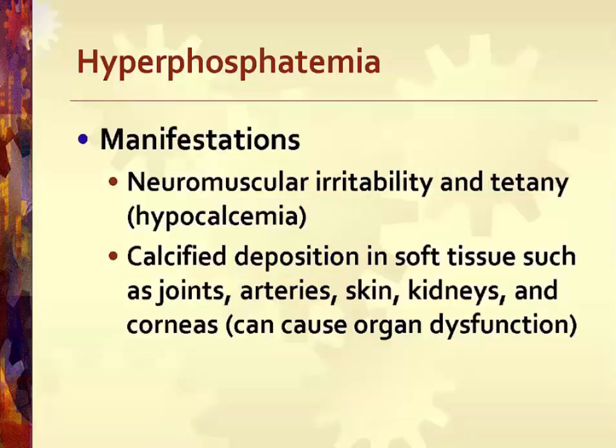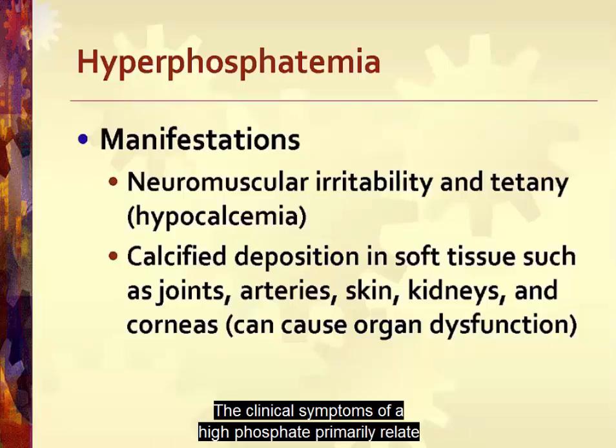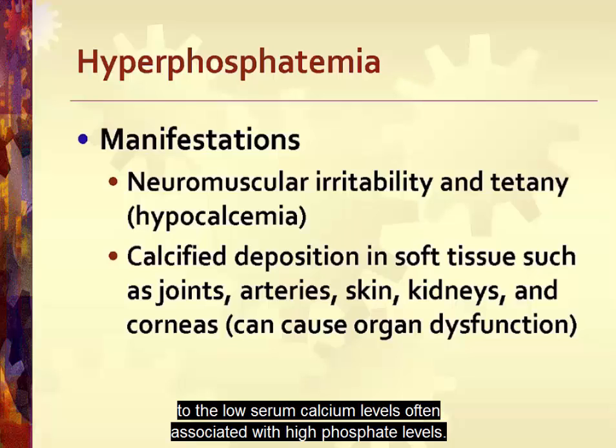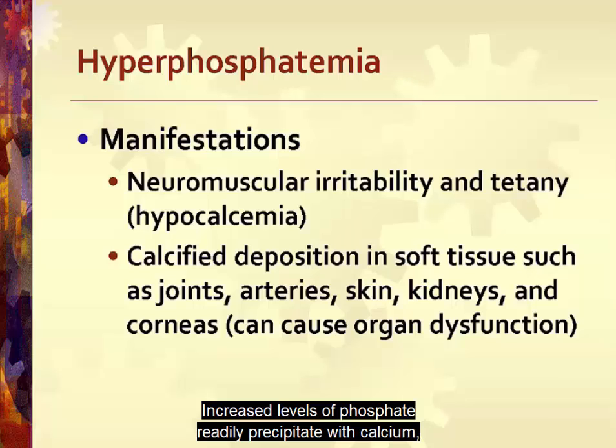Mild hyperphosphatemia is often asymptomatic. The clinical symptoms of a high phosphate primarily relate to the low serum calcium levels often associated with high phosphate levels. These would include tetany, muscle cramps, paresthesias, and seizures. Increased levels of phosphate readily precipitate with calcium, and calcified deposits occur outside of the bones.